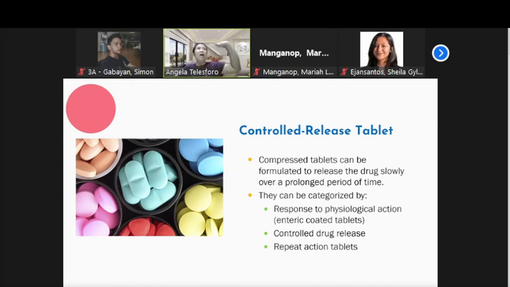Yung sinabi ko na isang inuman na lang, but the tablet contains 3 dosages, so ma-release pag inom, then after 12 hours, after 8 hours, the next part of the, kasi series of coatings siya sa tablets. So they can be categorized to enteric-coated, controlled release, or repeat action. So these are the categories, no, of these controlled release tablets.